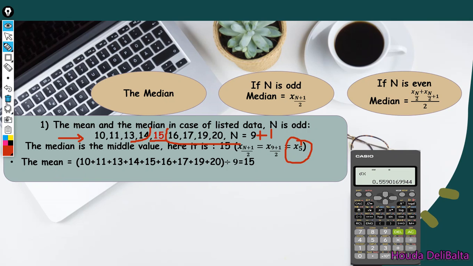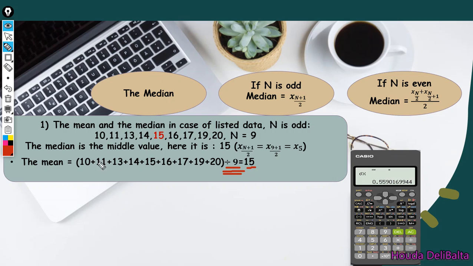All we have to do to find the mean is just to add all of these values, as you see here, and divide by their number, as logic says. So we add all of these values, because all of them have the same coefficient, and divide them by 9. So we are going to get 15.